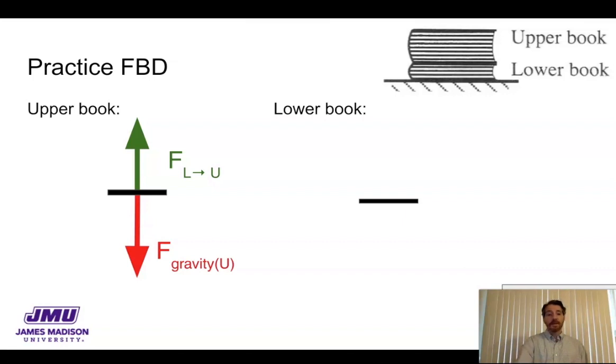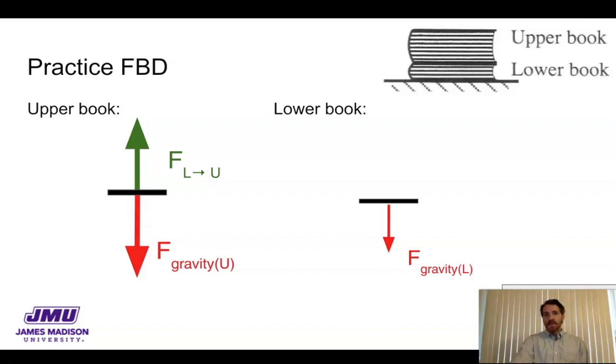That's it for the upper book. It's just that. The lower book has a little bit more going on. You have the force of gravity pulling down on the lower book. I'm going to make the arrow smaller because the lower book looks smaller than the upper book, so I'm going to assume that it weighs less.